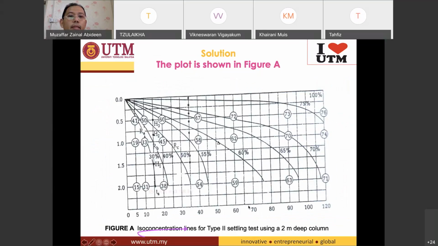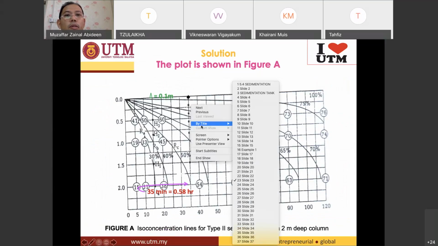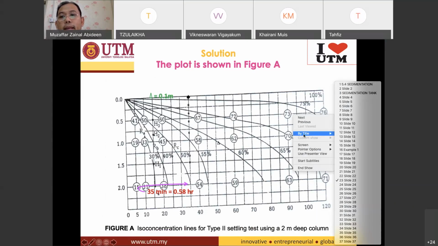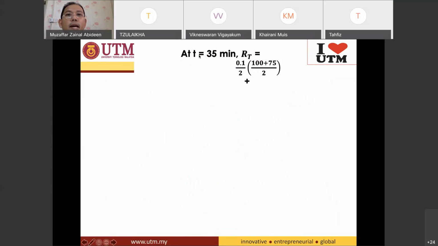Okay, at that RT, you have your first delta H1, which is 0.1 meter. You can see 0.1 meter; the total height is a 2 meter column. This is the 100 line, and this one is the 75% line. So our RT at 35 minutes is 0.1 divided by 2.